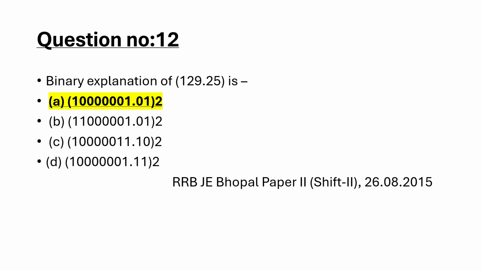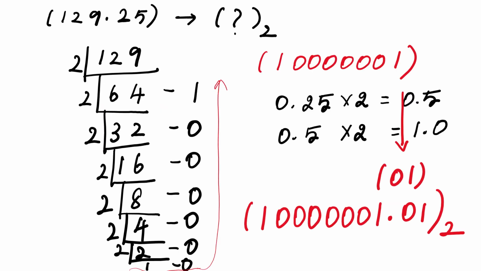And then the binary equivalent of 129.25 is, see here, 129 means we have to do it in this way, like the LCM format, 129 minus 128, the balance will be 1. Like this we have to do up to the last. From bottom to upwards we have to write 1000 and then 0001.